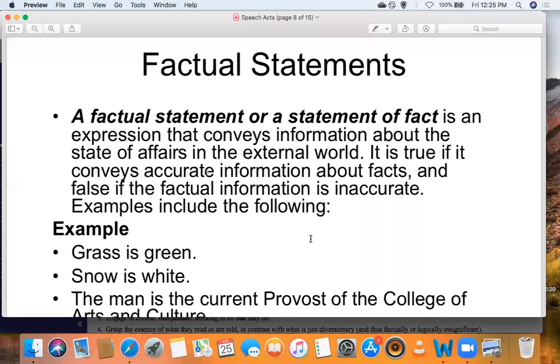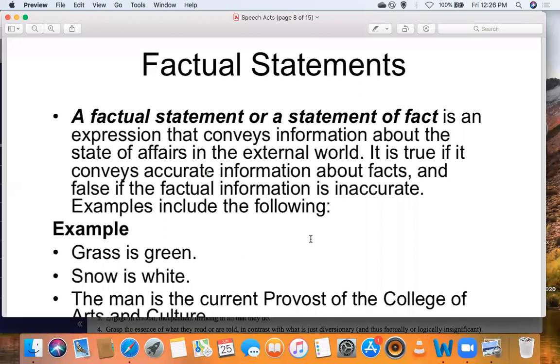What are factual statements? A factual statement, or a statement of fact, is an expression that conveys information about the state of affairs in the external world. So a factual statement is a statement that says something about things or facts in the external world. That's a factual statement. It is true if it conveys accurate information about facts, and false if the factual information is inaccurate.